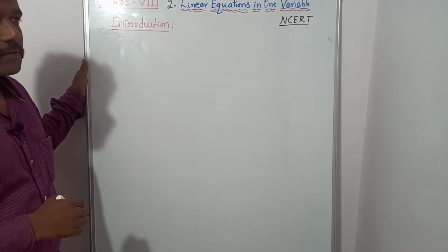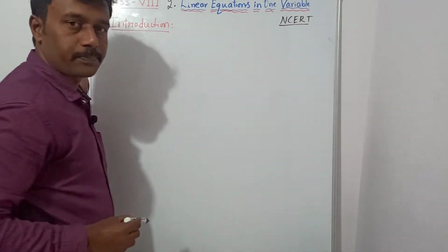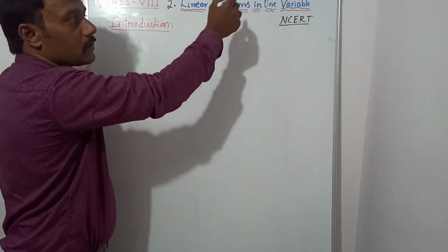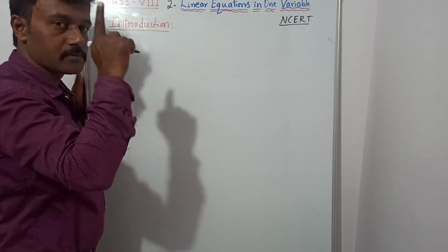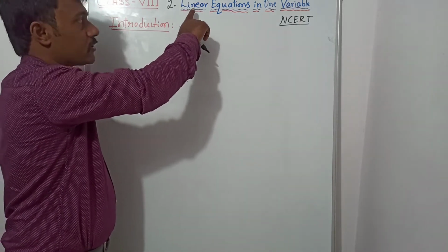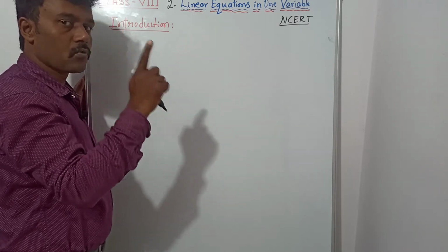In this video, we are going to discuss linear equations in one variable. One variable means the equation must have only one letter, and its highest power must be 1, and hence it is linear. Linear equations in one variable: the equation must have only one letter, and it is a linear equation since the variable's power is only 1.